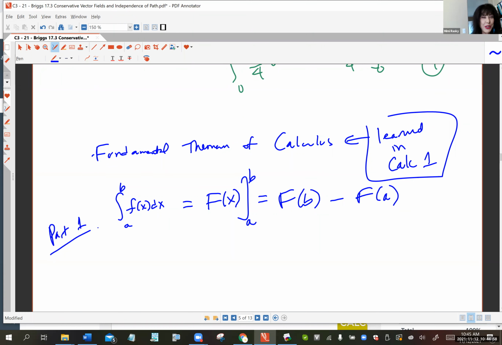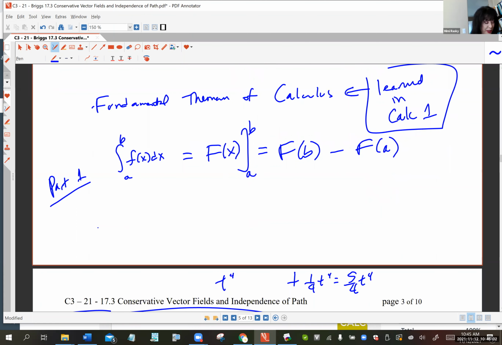What is part 2? There actually is a part 2 for the fundamental theorem. Really? Yeah, we're going to need both parts. Sorry, isn't it when you just replace b with x? Well, it's basically showing that the integral of a derivative is the function, that they're inverse operations.